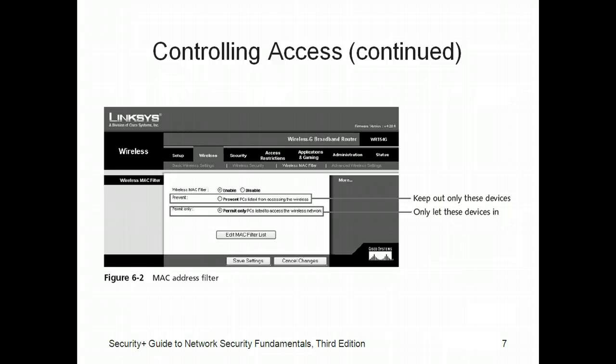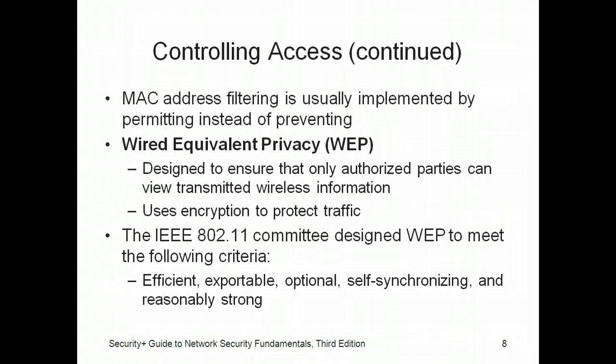So one of the ways you can control access is by clicking on that permit only, clicking on the edit MAC address filtering list and checking the ones that you want in, and then the other ones will not be let in. MAC address filtering is usually implemented by permitting instead of preventing. And so you only select those in the whitelist that you want in, not a blacklist of what you don't want in. Does that make sense?